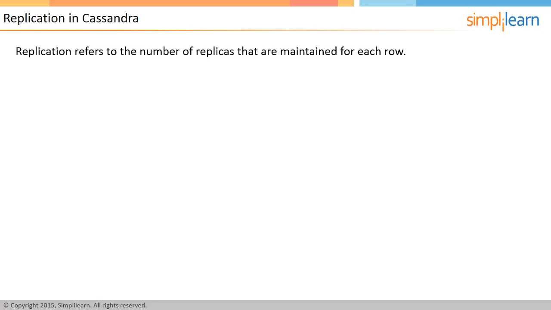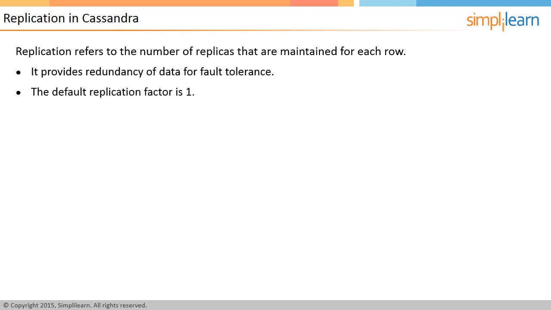Replication refers to the number of replicas that are maintained for each row. Replication provides redundancy of data for fault tolerance. A replication factor of 3 means that 3 copies of data are maintained in the system. In this case, even if 2 machines are down, you can access your data from the third copy.